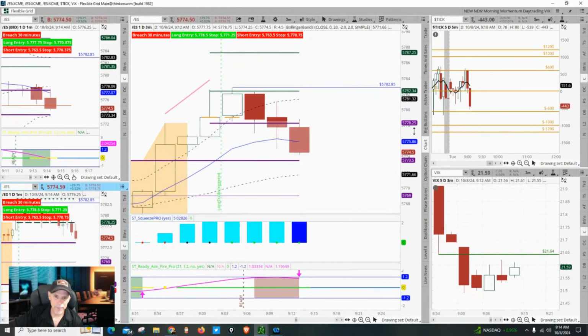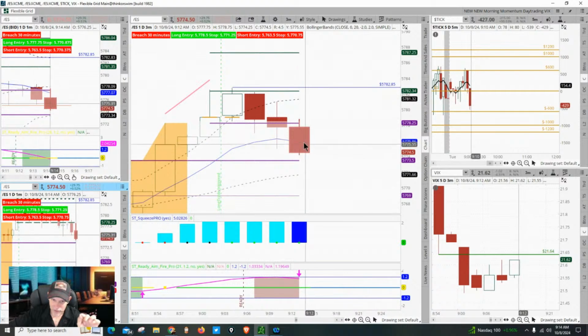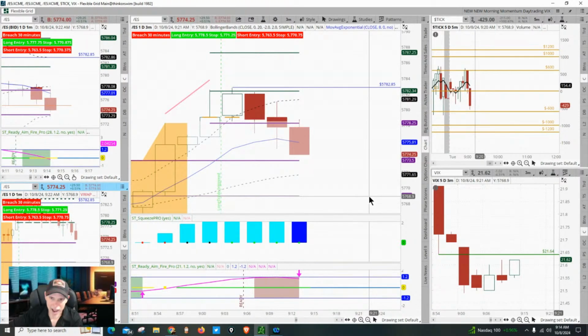It did not even pop the level. It's just I hadn't redrawn the level because I had just got back. So I would have never got in that trade. And look, it's red. Look at that. And that right there can be 5 to 10 cents.